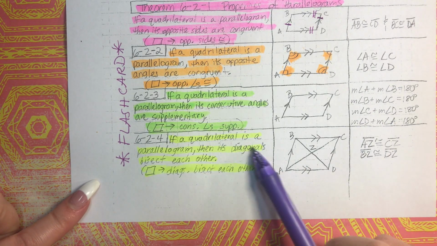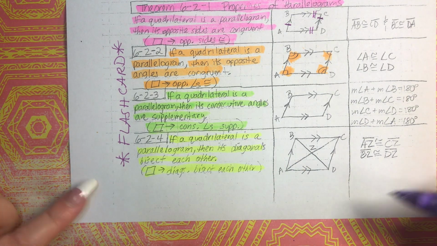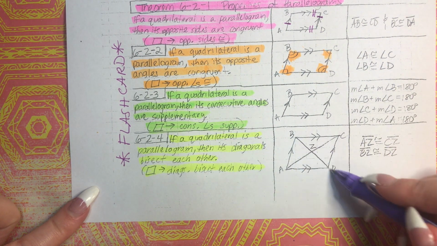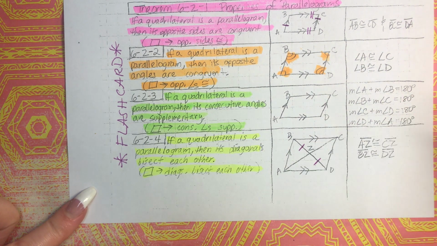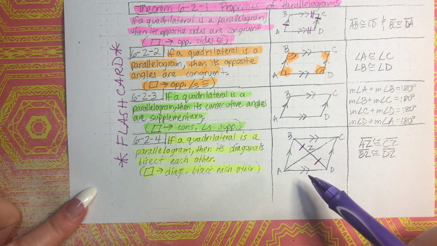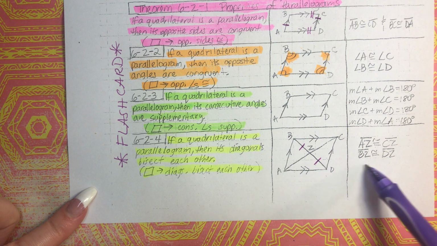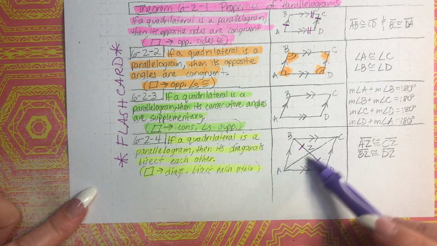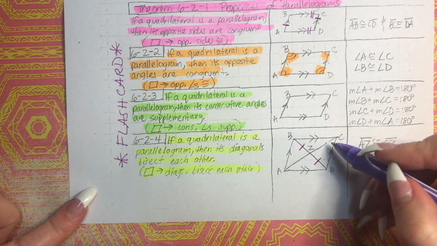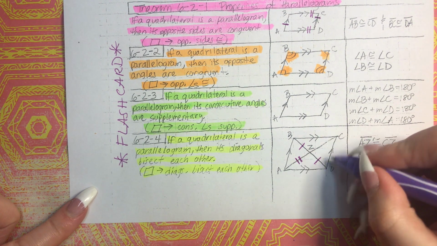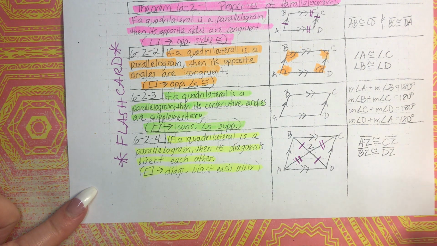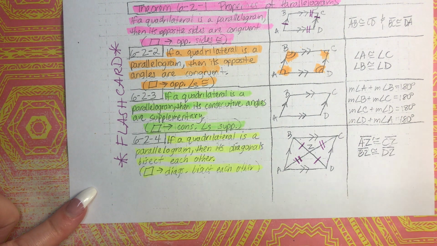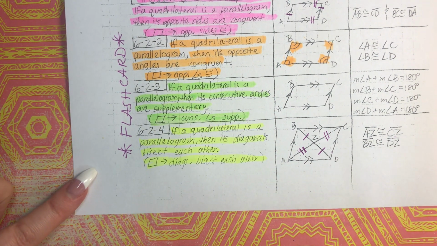Okay, back to this one. It says, if a quadrilateral is a parallelogram, then its diagonals bisect each other. That means they cut them in half. So this diagonal cuts this one in half, so that means these are congruent. So BZ is congruent to ZD. And also this diagonal bisects this. Remember, bisects means cut in half, so that means that they are congruent. But that doesn't mean they're all the same. These are congruent and these are congruent. So AZ is congruent to CZ. All right? Perfect. That was a lot.